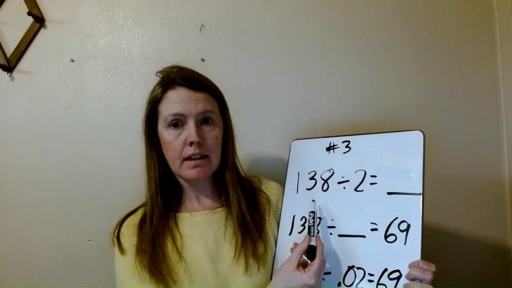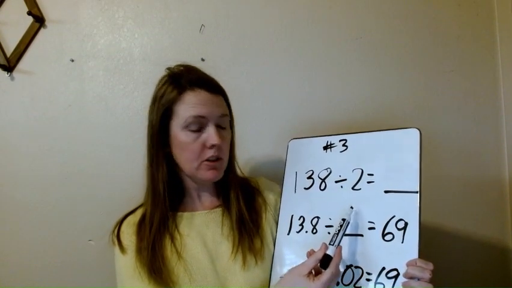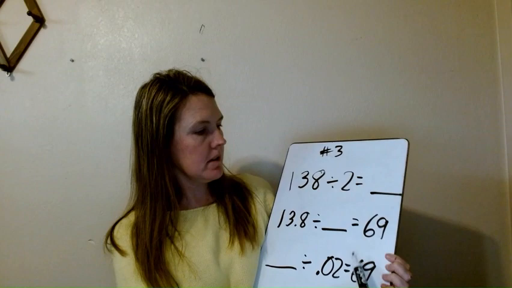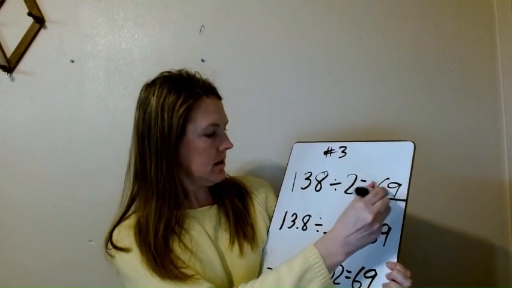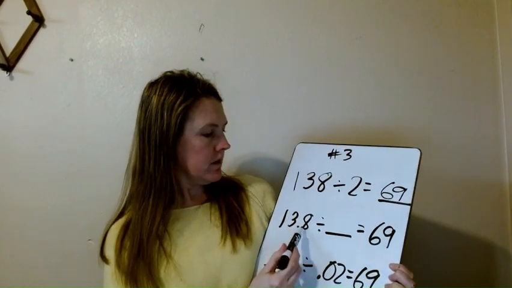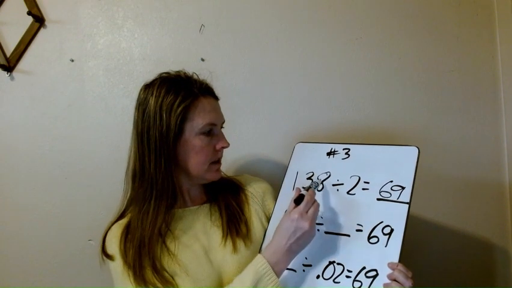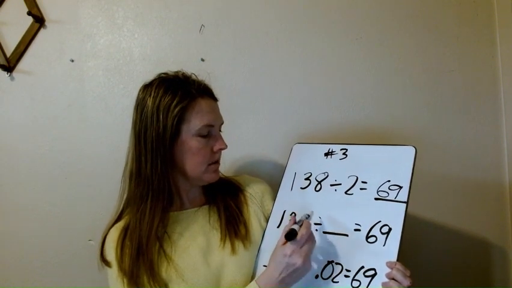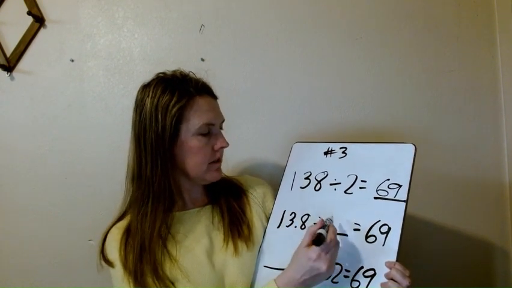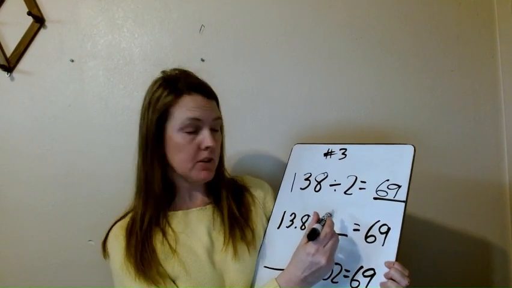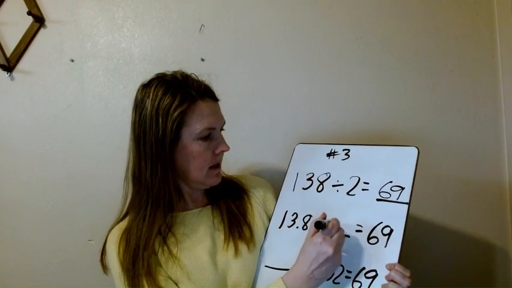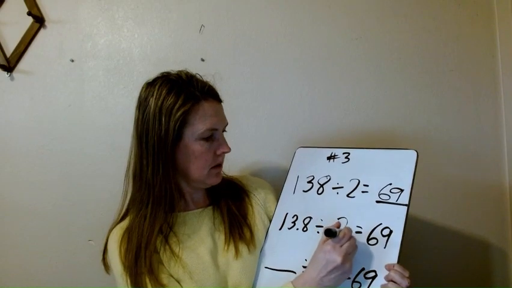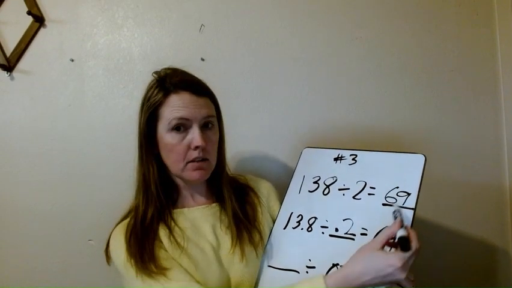Number 3, it's 138 divided by 2. We know from these 2 answers that it's just going to be 69. Here they've moved the decimal once to the left to make 13.8, so we're going to move it once to the left in the divisor and make this 0.2 to get the same answer.